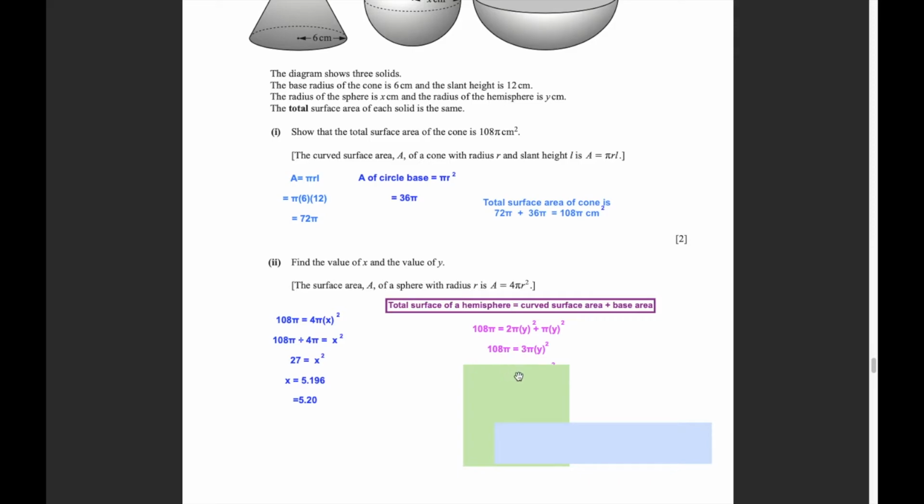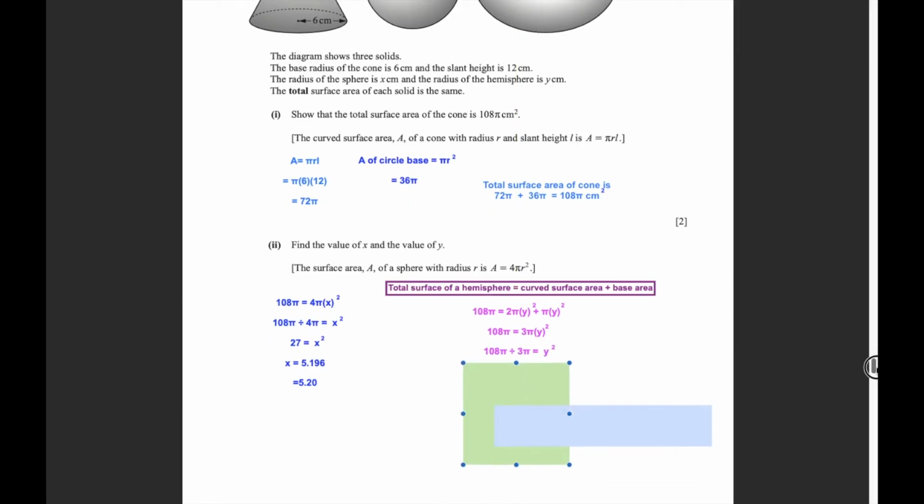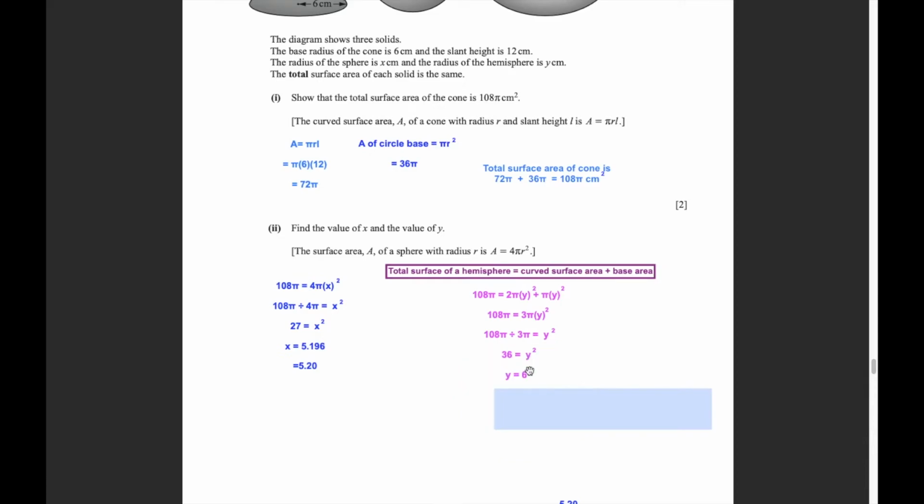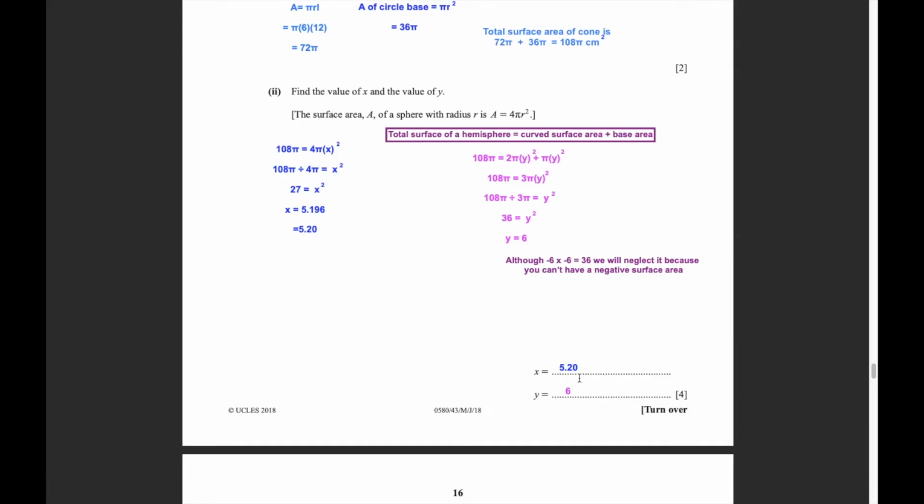Now we're going to move 3 pi to the other side. So 108 divided by 3 pi is y squared. That will give you 36. So the square root of 36 is 6. One thing to keep in mind is that although negative 6 times negative 6 gives you 36, or negative 5.20 times negative 5.20 will give you that 27, we have to ignore it because you can't have a negative surface area. So it all depends on the circumstance, it all depends on what you're working with. So the final answer has to be positive, and that is 5.20 and 6.